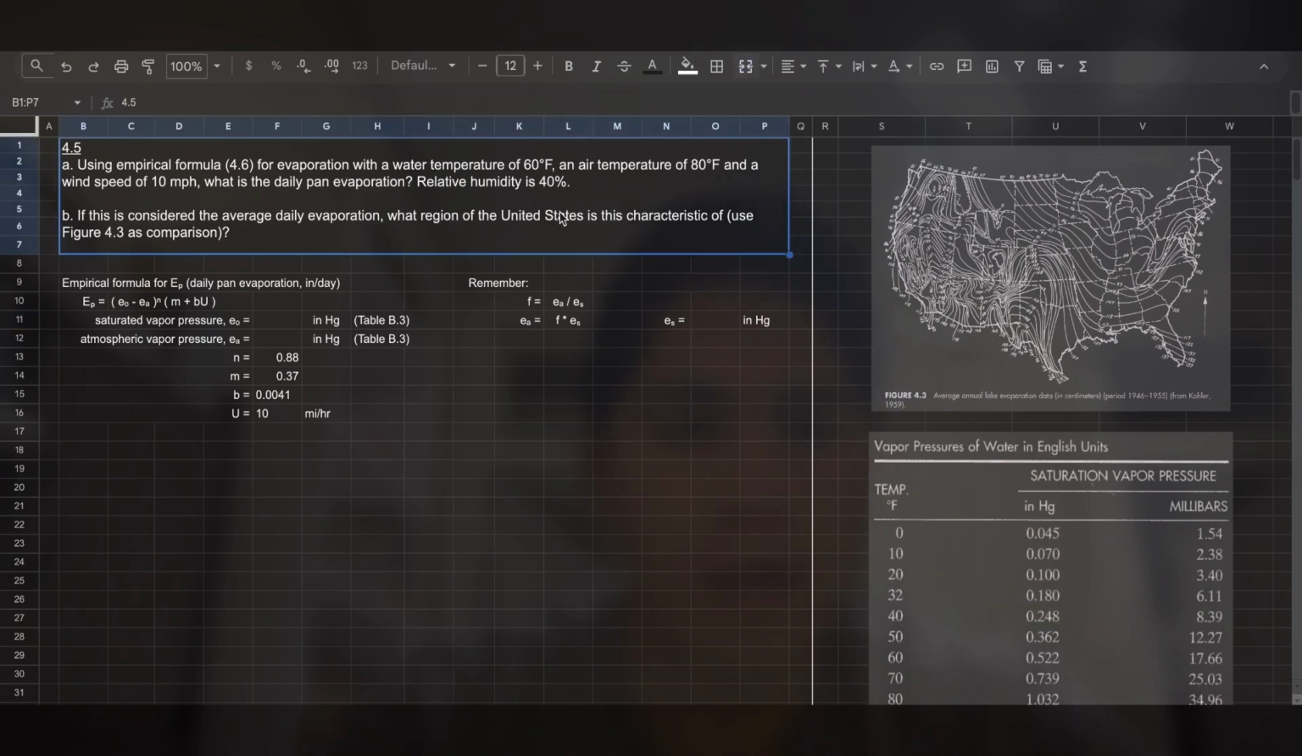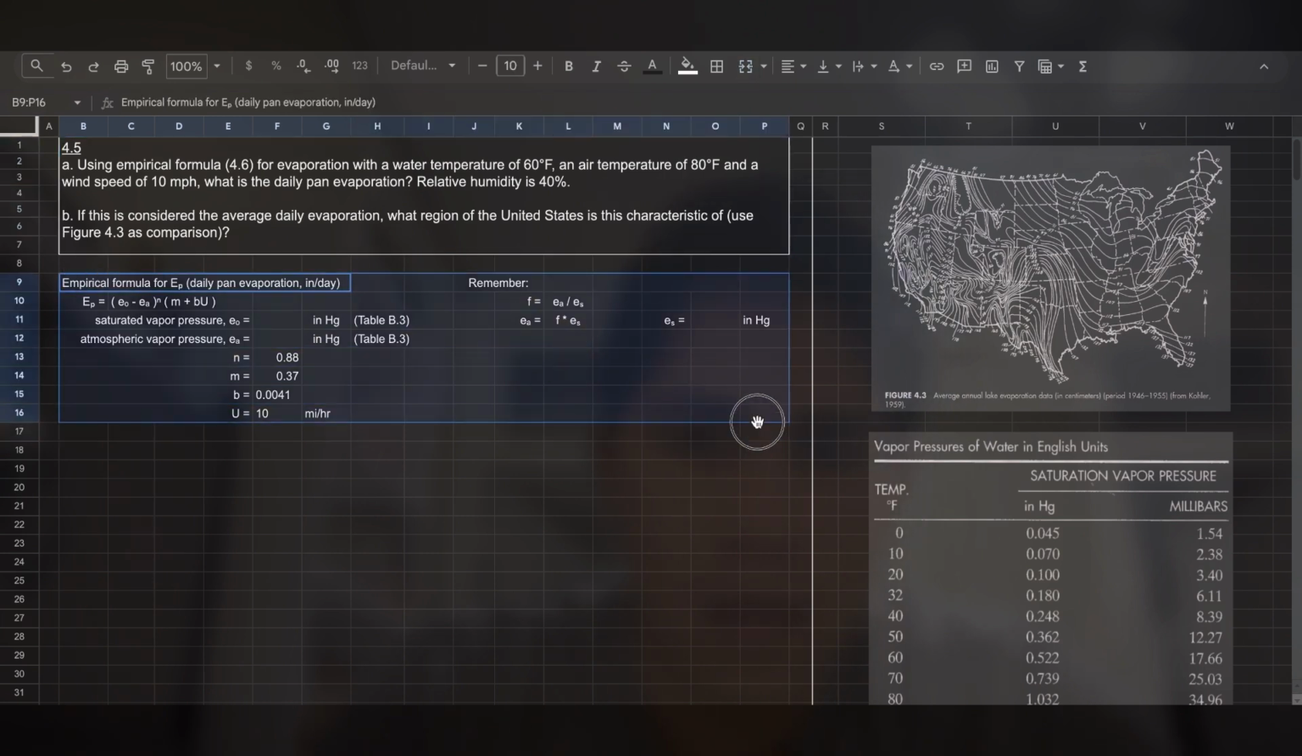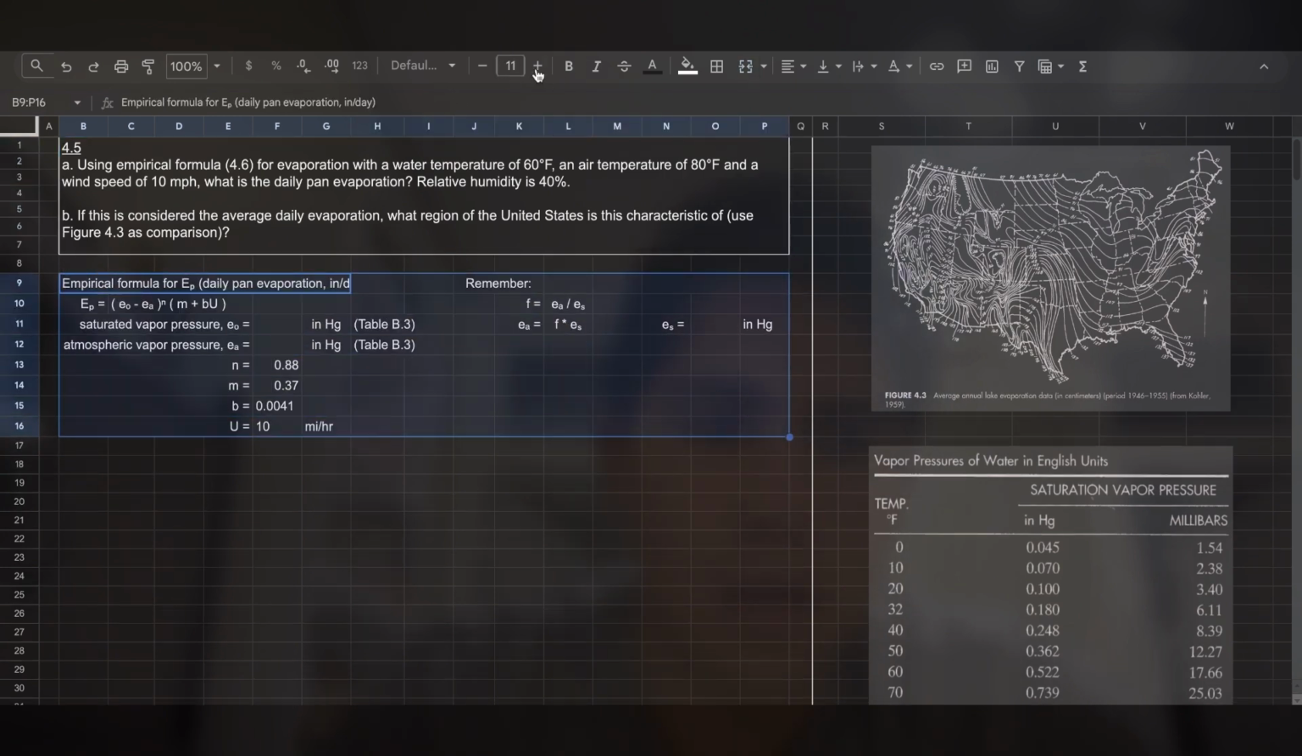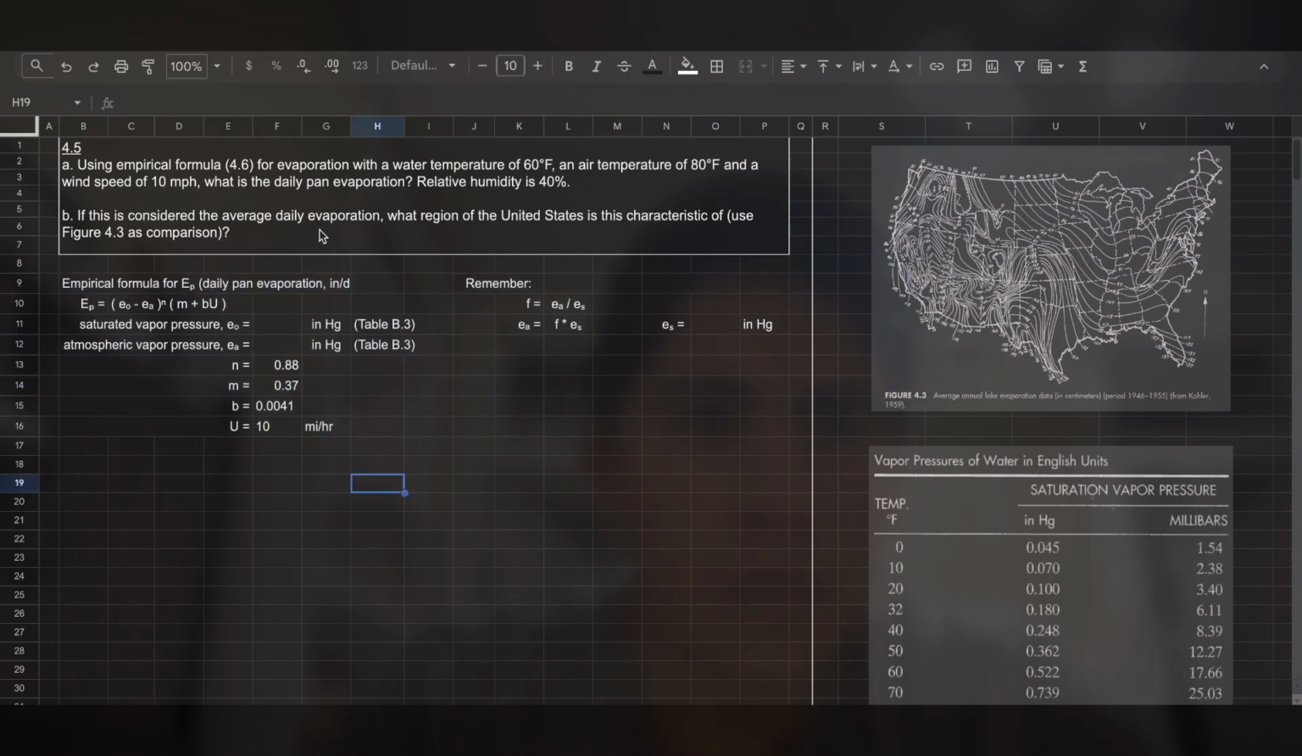In this problem, we are using a new formula. Let me see if I can make this a little bigger. Okay, so it says using the empirical formula 4.6, I have it down here. This is the formula for evaporation with a water temperature of 60 degrees Fahrenheit and air temperature of 80 degrees Fahrenheit and a wind speed of 10 miles per hour. What is the daily pan evaporation?